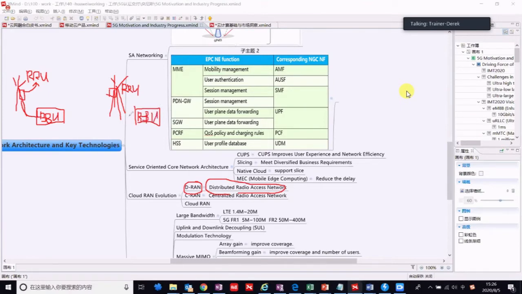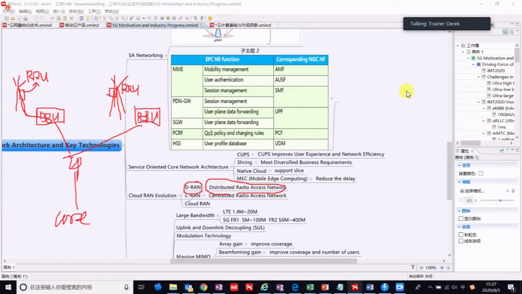Distributed RAN. In our city, there are many base stations deployed. This is DRAN, which also uses IP transmission to the core network.